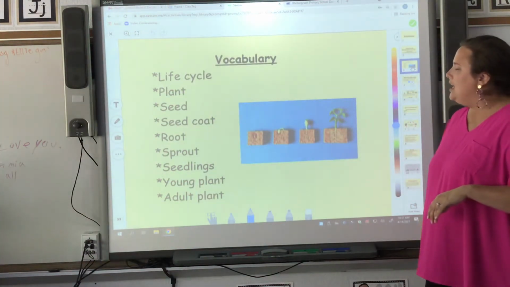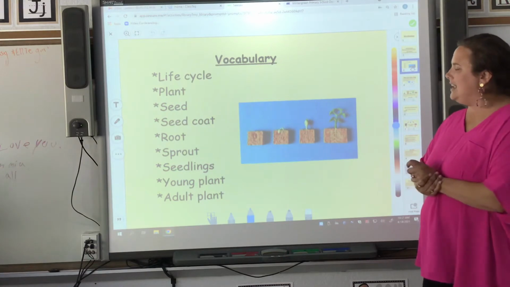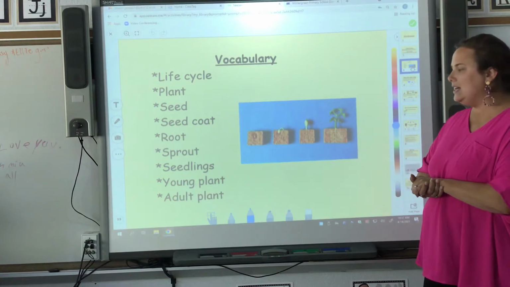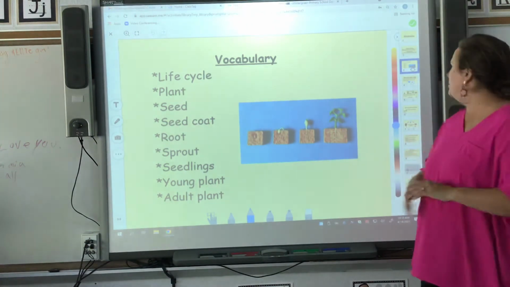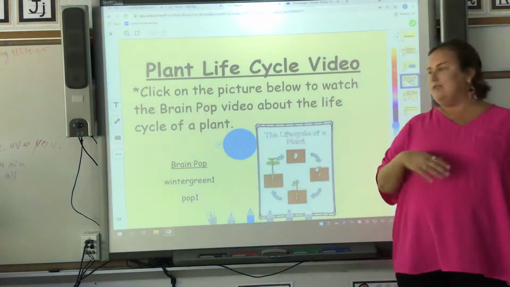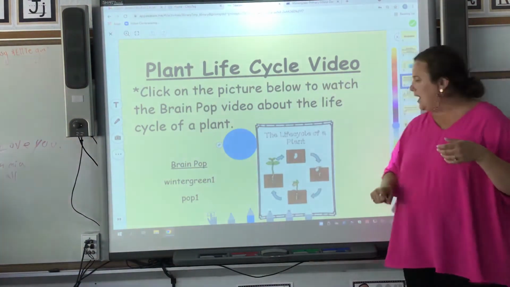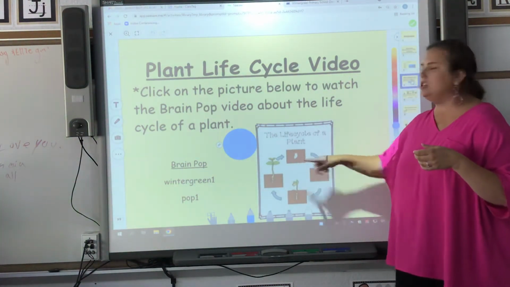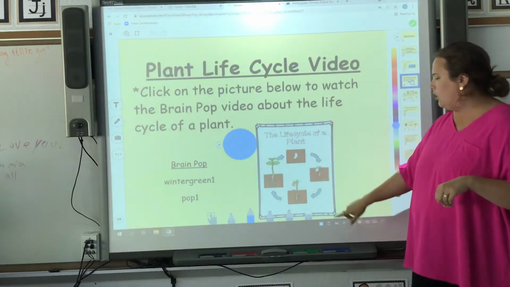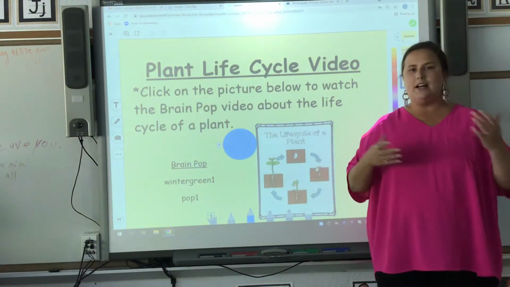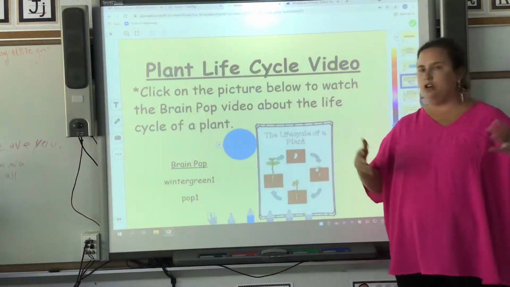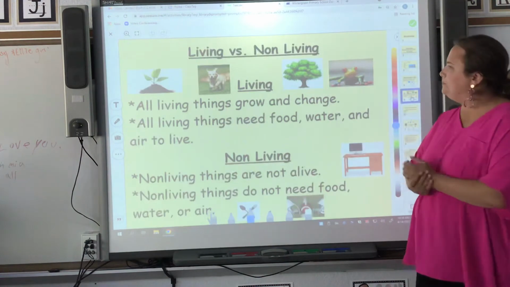Our vocabulary: life cycle, plant, seed, seed coat, root, sprout, seedlings, young plant, and adult plant. You're going to click this picture below to learn about the life cycle of a plant. It's also a Brain Pop, but if you look right here, you can see that it's going to start with a seed. We know that. We're going to plant a seed in our soil, and then it's going to grow roots, and then it's going to start to sprout, and then that's when it turns into a plant. So watch your Brain Pop to help you understand more about the life cycle.